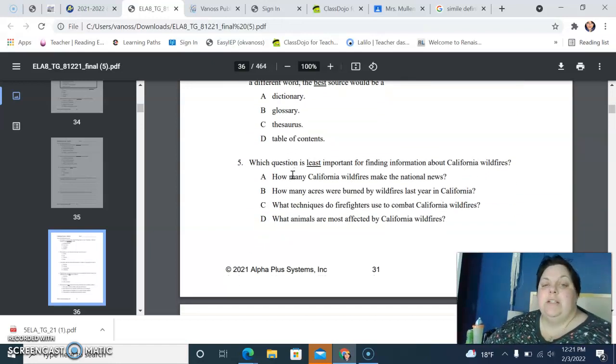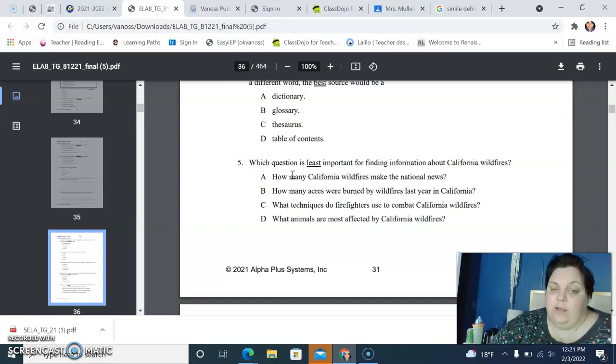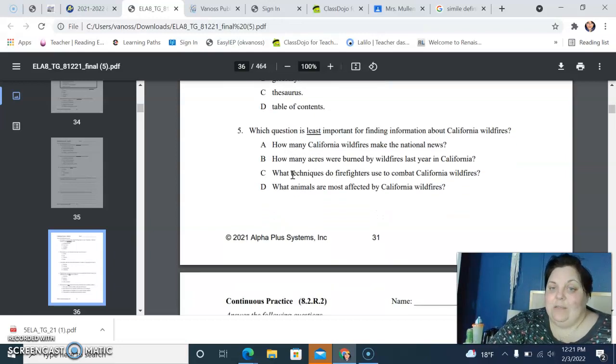5. Which question is least important for finding information about California wildfires? A, how many California wildfires make the national news? B, how many acres were burned by wildfires last year in California? C, what techniques do firefighters use to combat California wildfires? D, what animals are most affected by California wildfires? Okay. Which question is least important?